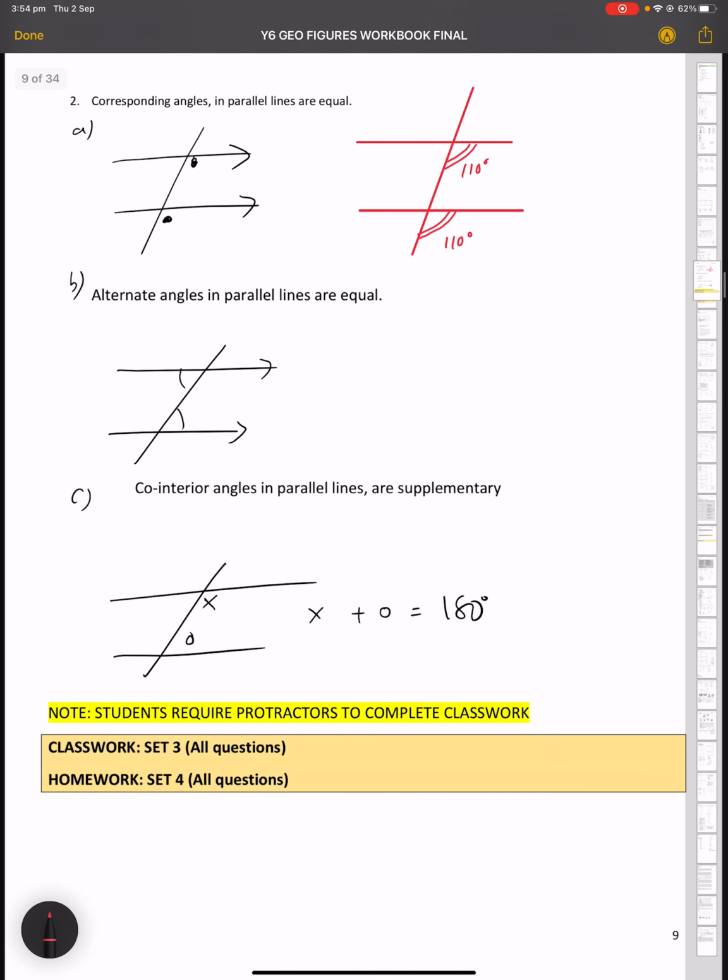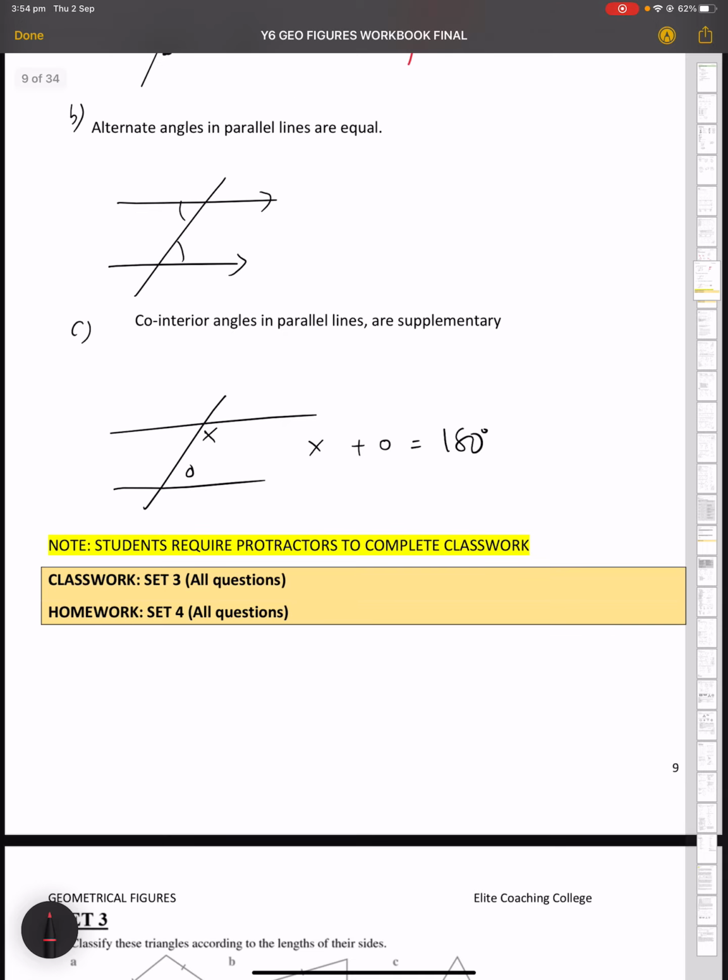You can think of this like an F. So let me just rub this out. Some people remember it like an F, like this. 2 parallel lines. These angles are equal, like an F. Next one, alternate angles. You can think of this one like a Z shape.